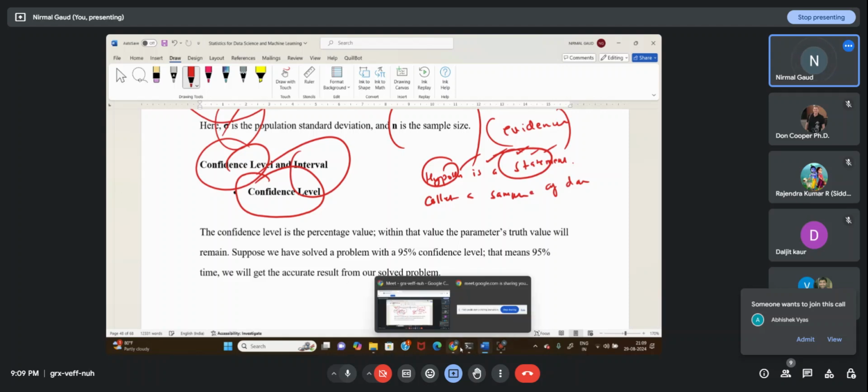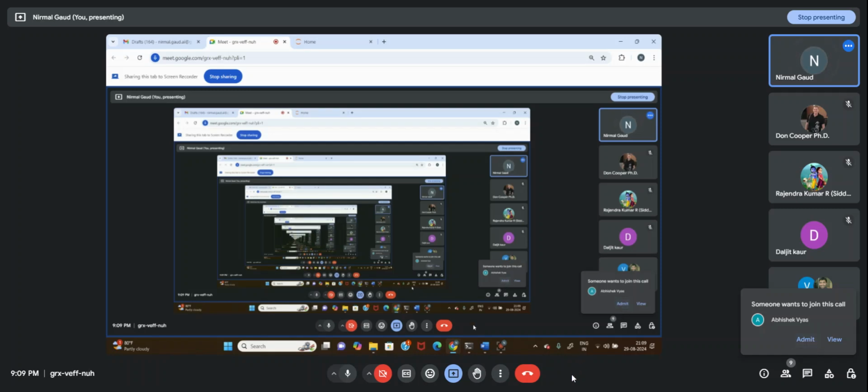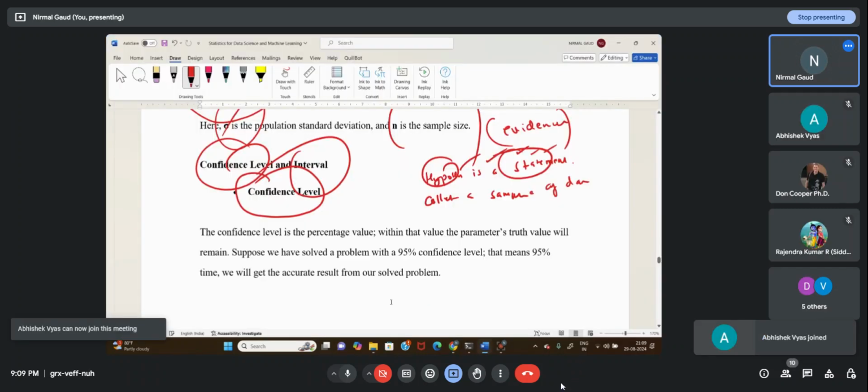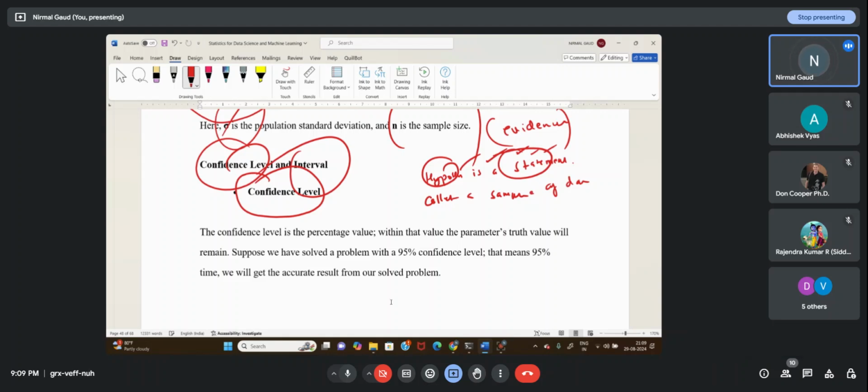So we are studying population and sample because of this only: hypothesis testing, a very important application. And in this we have confidence interval and confidence level.